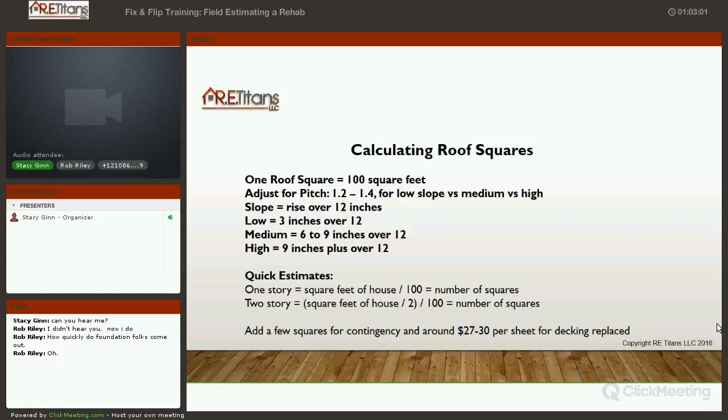But like I said, if you got into a roof that was over shake shingles, so you're going to have to redeck the whole thing, or you see a lot of rotted decking in there, it's one thing to add a couple of sheets. If you start talking about adding 10, 15, 20 sheets of decking, then you want to account for that accordingly.